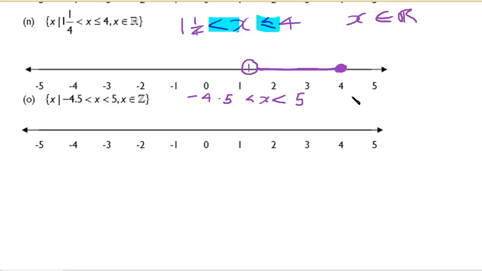But now we've got a situation where x is not a member of the real numbers, it's only a member of the integers. So we need to find a way of indicating that. Well, minus 4.5, we're not going to include that. Empty circle, minus 4.5. But we're going to include every integer from there up until we get to 5, which we're not going to include. So we're going to include this value, this value, this value, and so on. Keep shading them all in, all the way, and we won't include 5.